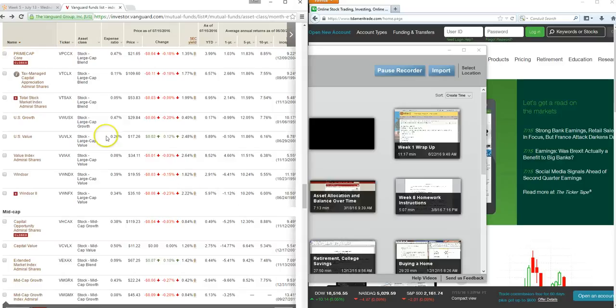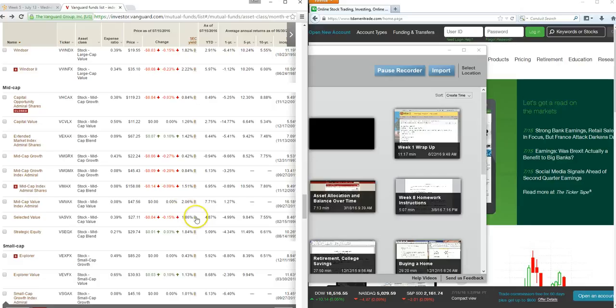So, for example, these are all large cap stock funds, and then you have mid cap, which are a bunch of medium sized companies, and small cap, small companies.